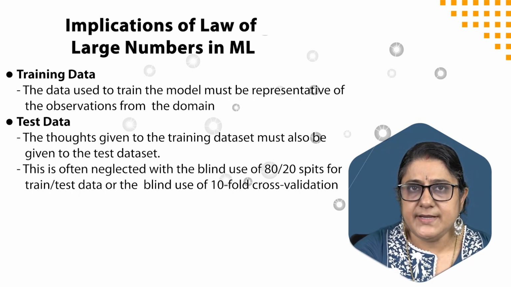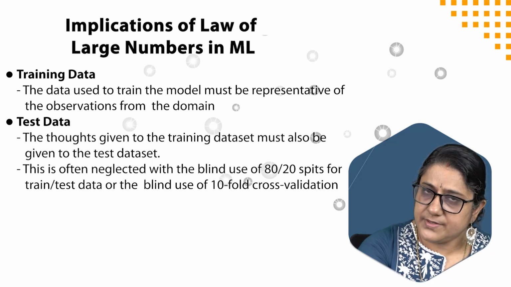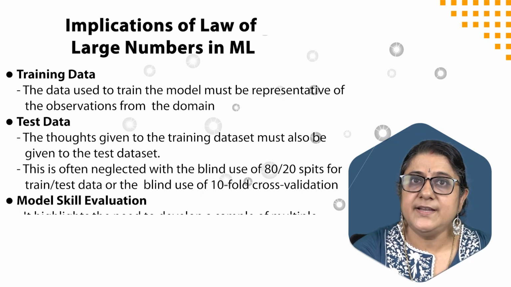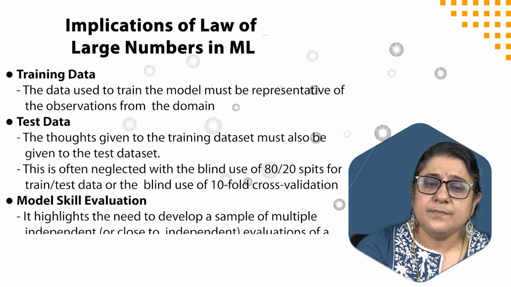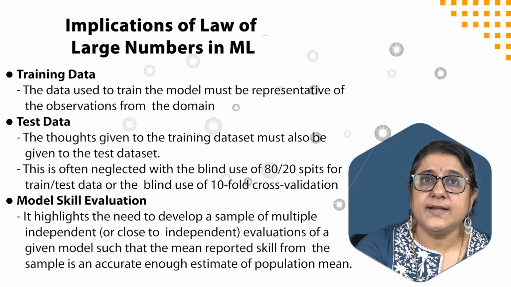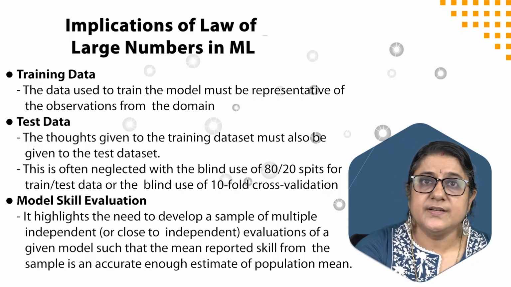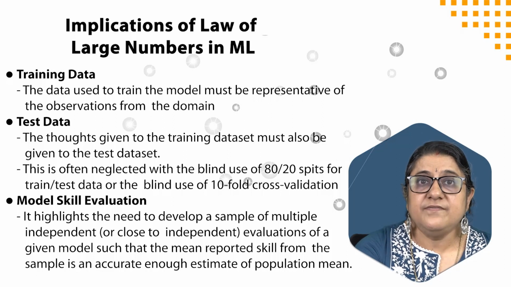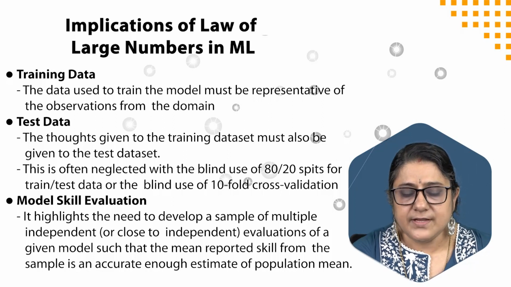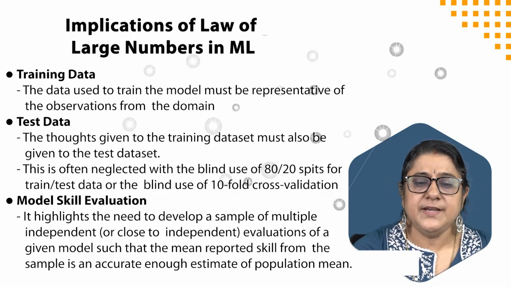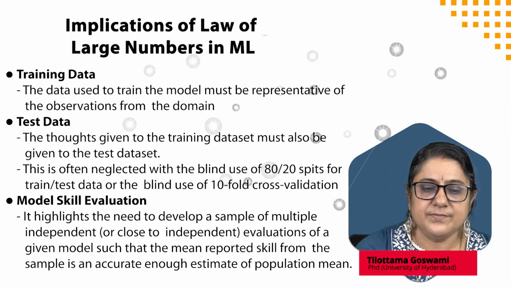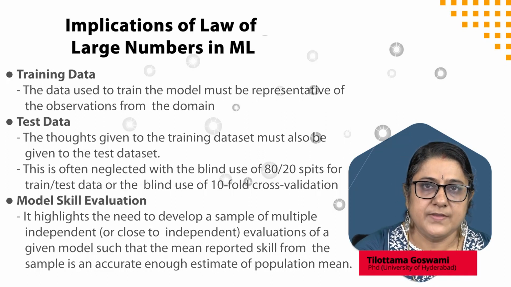There is also validation data, which is a part of training, where the model learns while training by using the validation data. Cross validation is also used so that the bias is reduced and the training is done on different sets of sample data. Then model skill evaluation is developing multiple independent evaluations of the given model such that the mean reported skill from the sample is an accurate estimate of the population mean.